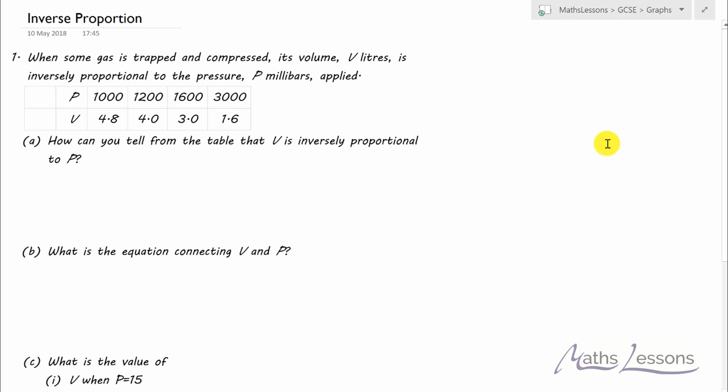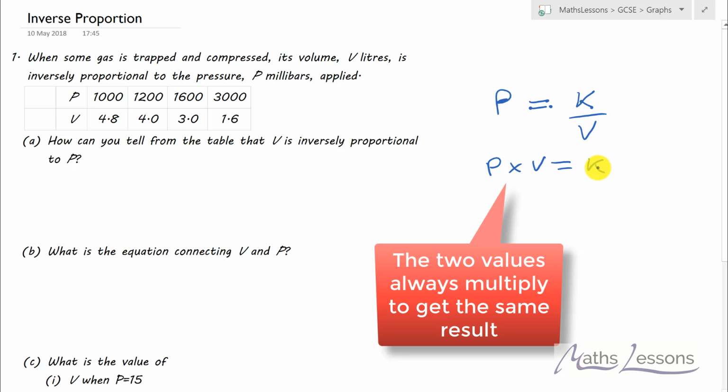So let's use all that we've learnt to try and solve this problem. When some gas is trapped and compressed, its volume, V litres, is inversely proportional to the pressure P millibars applied. How can you tell from the table that V is inversely proportional? Now there's an interesting thing, because if P is inversely proportional, so P equals k divided by V, then we can also see that P times V will equal k. So no matter what our P and V values, when you multiply them together, they always equal the same value k.